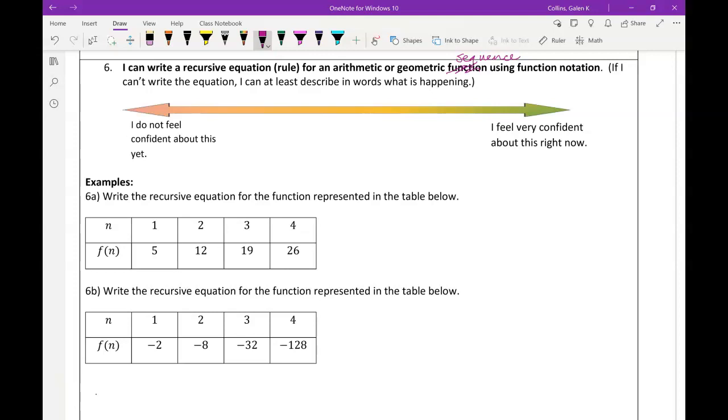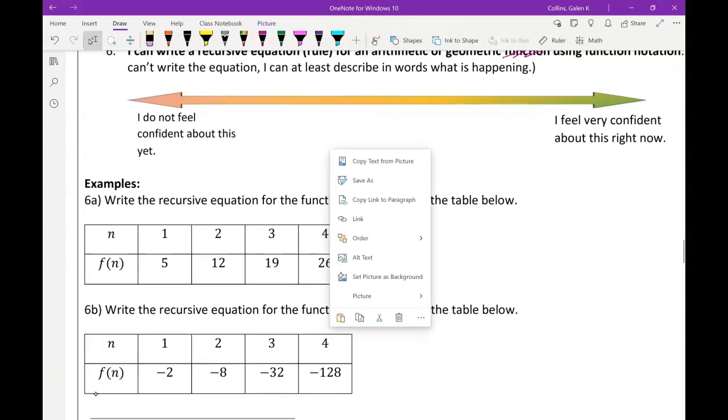And if we're really struggling with this, this seems to have been real tough for us in class. So if you are over here on the "I do not yet feel confident about this" continuum, I just want to tell you that's okay. And I would so much rather you at least describe in words what's happening. So let's start there. Let's just look at 6A.